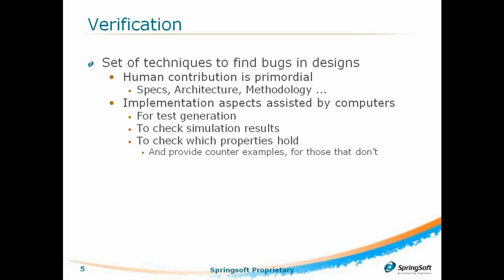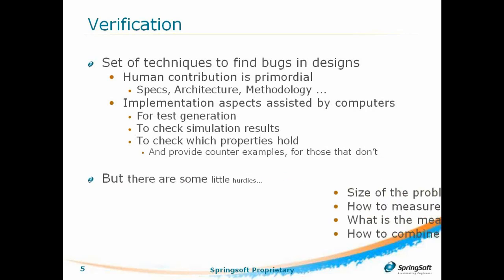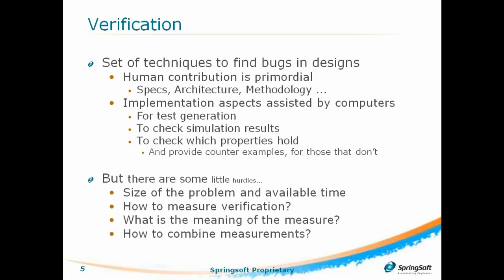So the computer is really the assistant, which is here to check, for example, things like test generation and simulation results, which is absolutely great and mandatory because nobody can analyze millions of clock cycles. The computer will also tell you if a property is true or not on your design. But there are some little hurdles with those aspects.